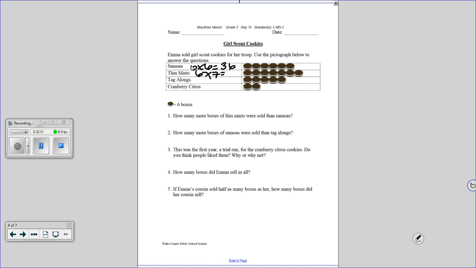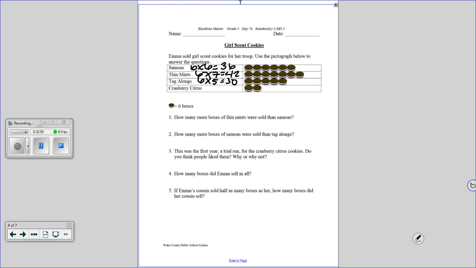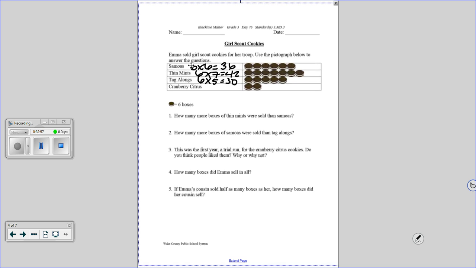Jackson, sit up, please. Equation for Tagalong. Elliot? 30. And equation for cranberry citrus. Naviana? 2 times 6 equals 12.